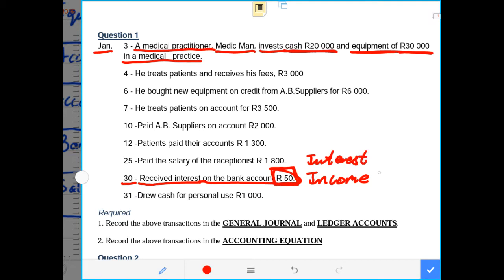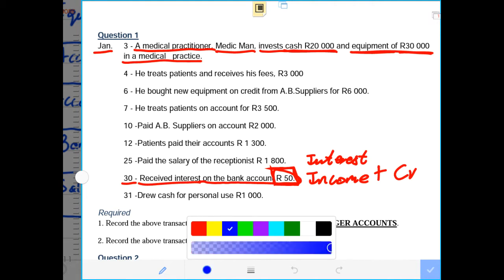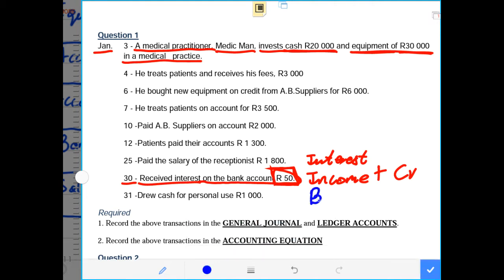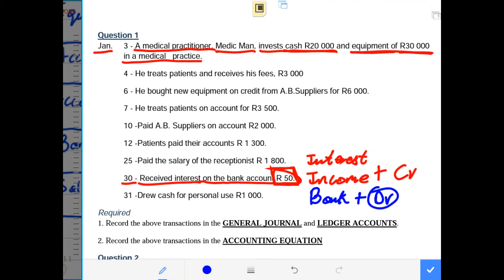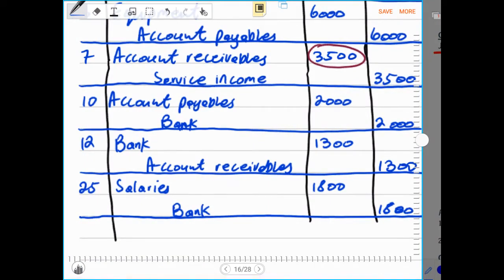And our interest income, we know that interest is increasing on the credit side. Interest is income, and it is said interest income, it will increase on the credit side. And because we have received money, therefore now our bank account will also have to increase by the amount of the interest that we have received. Then our bank will increase, and we know that bank is an asset, and bank will increase on the debit side.